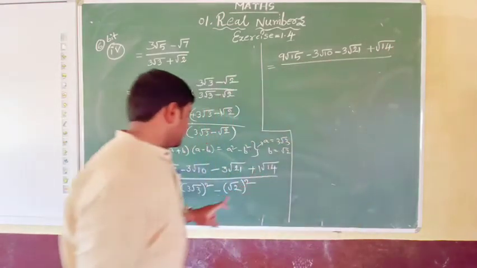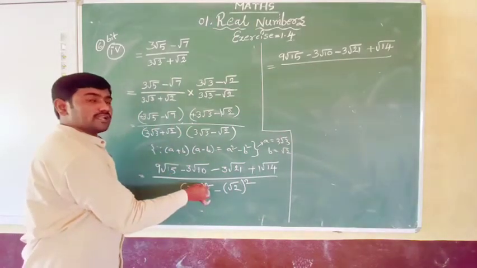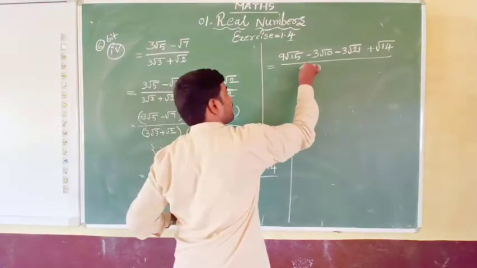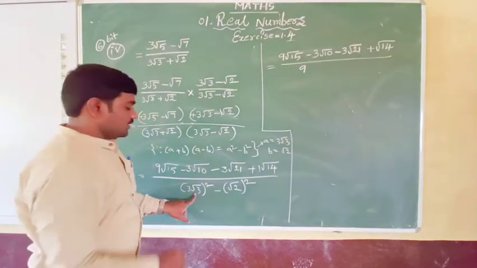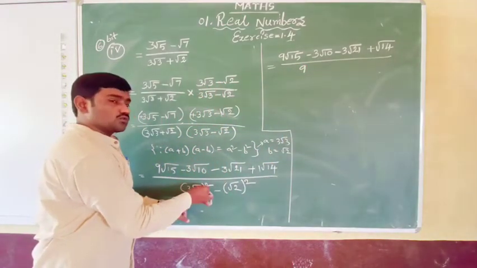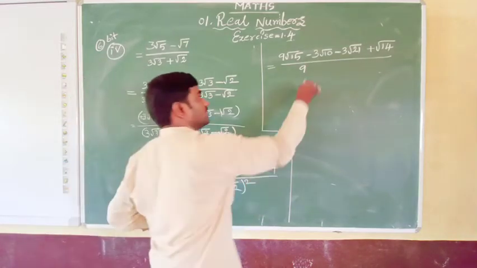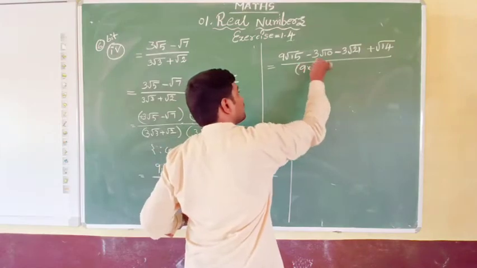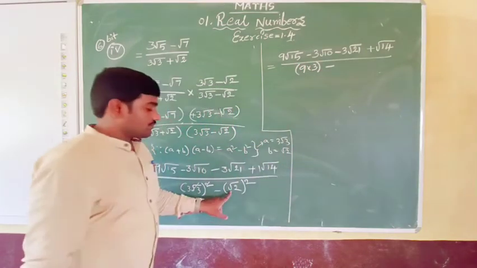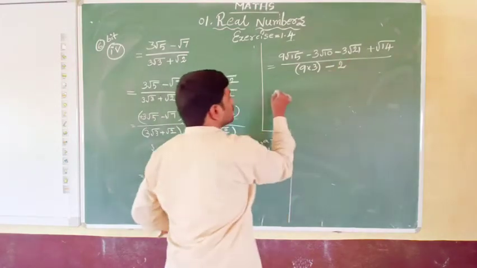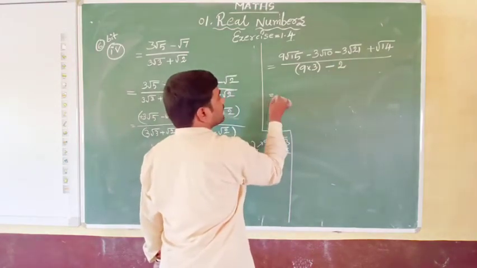Now the denominator, let us do it. Here square for both the numbers. First we square the 3. 3 squared is 9. Here square root of 3 and whole square, so the square root and square will get cancelled. Only 3 will be left. Minus, now the square root and square both will get cancelled directly. We get 2.